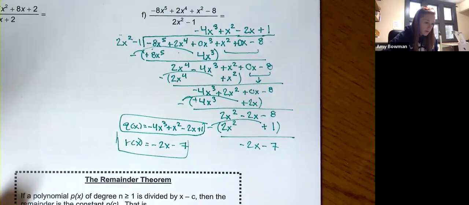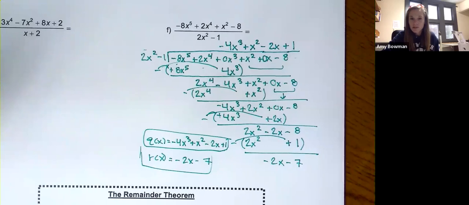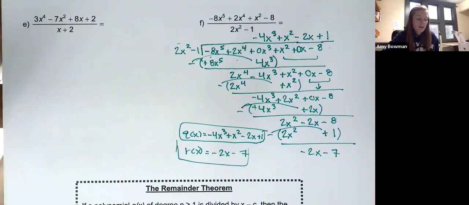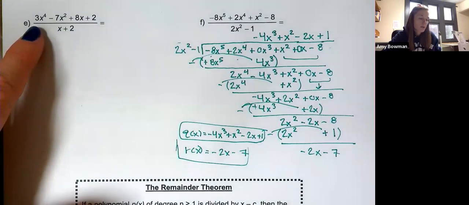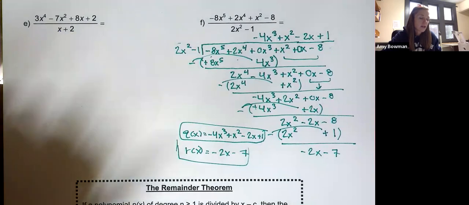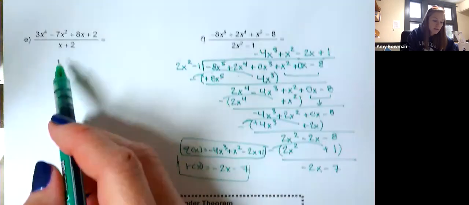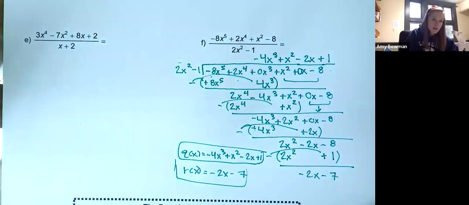Okay, and then I want to do one more with you guys. One more synthetic division. So we're actually just going to go to the left and do part E together. So part E, we have 3x to the 4th up top. I'm dividing by a linear polynomial. So that's in the form of x minus c. So this one we can use synthetic division. It'll save us a lot of time.